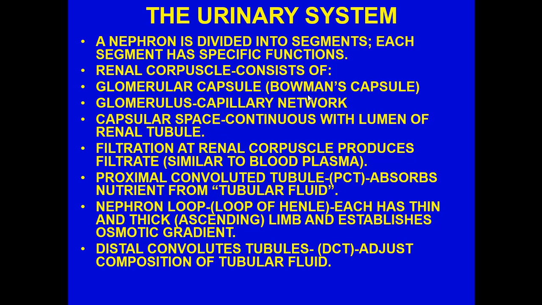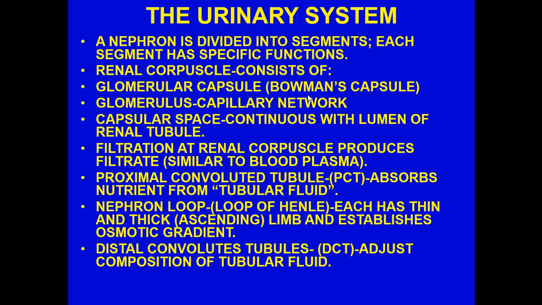The filtration at the renal corpuscle produces a filtrate, which is similar to blood plasma. You're really not supposed to have huge plasma proteins. You're not supposed to have white blood cells or red blood cells in the filtrate. And when you do see that, heads up, that could be an indication of some very bad situations that are occurring for the kidney or for the tubule or for the blood. Keep that in mind.